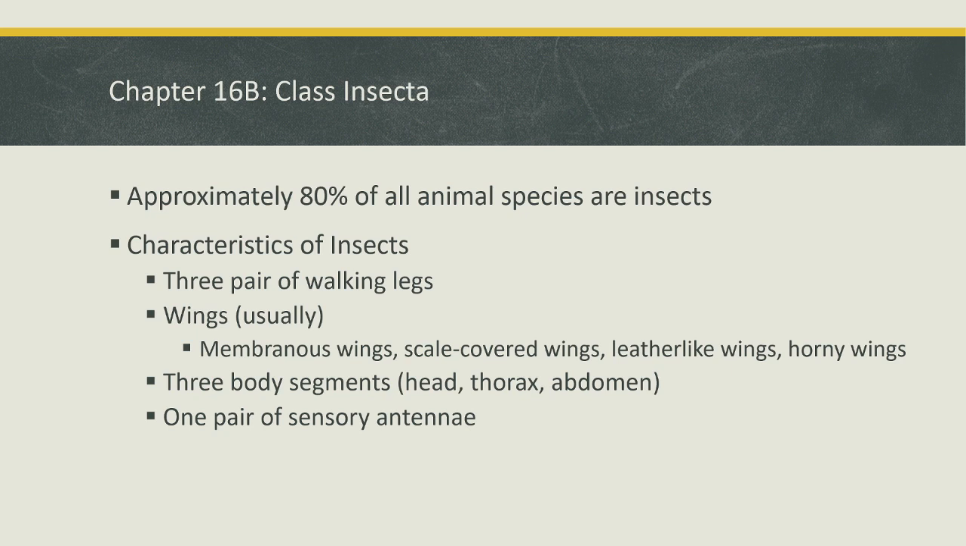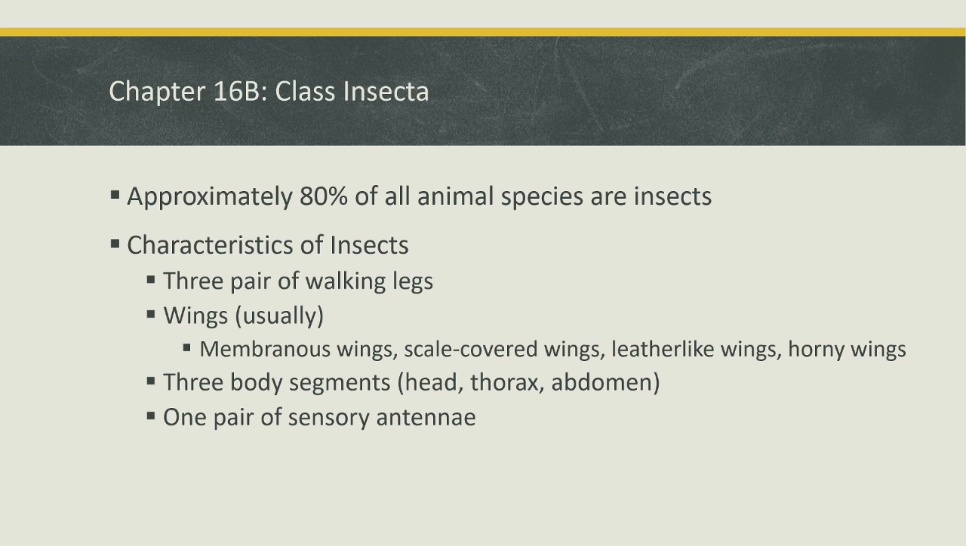Some of the common characteristics of insects: they have 3 pair of walking legs. So unlike the arachnids that have 4 pair, insects have 3 pair, so a total of 6 walking legs. They usually have wings. About the only exceptions are animals where some forms have wings, but other forms don't. For example with ants, some of the types of ants in a colony do have wings, but the majority of them don't. So that's why we say usually wings. And of the wing types, there are 4 different wing types.